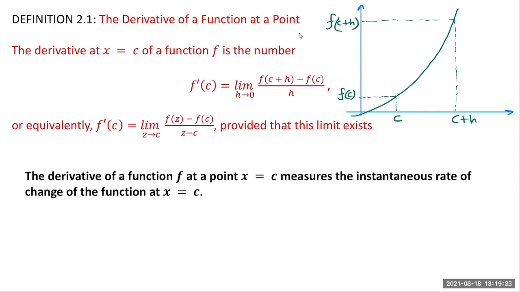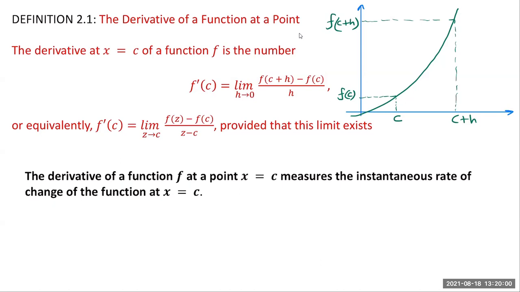Rather than taking this merely as a definition, let's try to understand what this definition really tells you. To understand that, let's forget about the limit part and try to understand this piece. What does this mean? From the last section, we know that this is the slope of the secant line joining the points c comma f of c and c plus h comma f of c plus h.